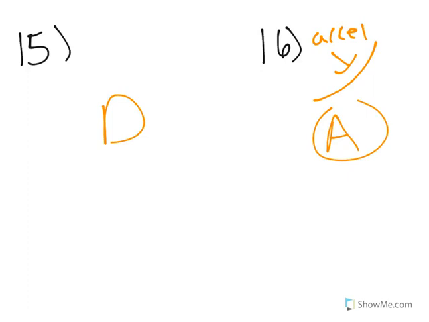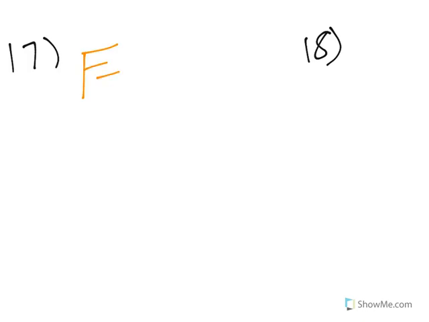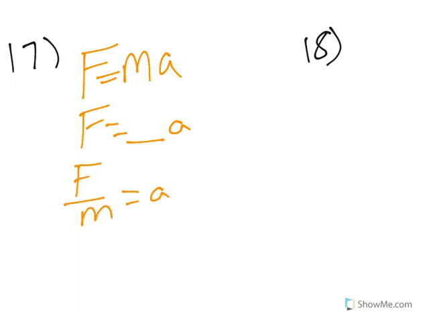Number 17. Which mass would have the greatest acceleration if the same unbalanced force was applied? Well, remember F equals ma, and so if you had the same force and you were changing the mass, which one would have a greater acceleration? To solve for acceleration, force divided by mass would equal the acceleration. So the smaller the mass, the bigger the acceleration would be, and so the smallest mass there is A, one kilogram.